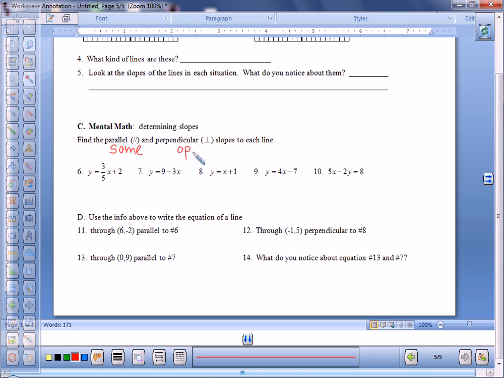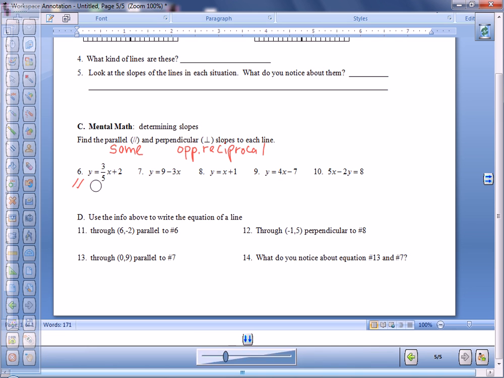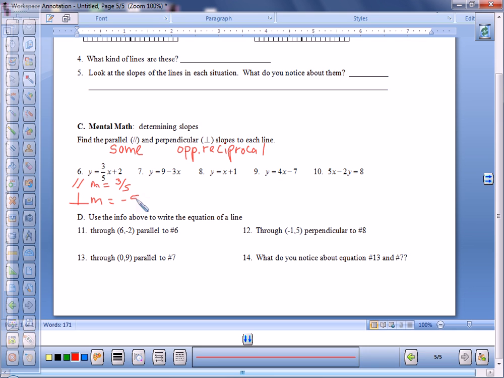All right, so let's do the first one together. If we want a line that is parallel to this line, what would the slope be? 3/5. So a parallel slope would be 3/5. What about a perpendicular slope? -5/3. Flip it and change the sign. Opposite reciprocal. That's what that means. Okay. What about this one? Parallel slope. What would it be? -3. Perpendicular slope. +1/3. Okay. I want you to try 8, 9, and 10.